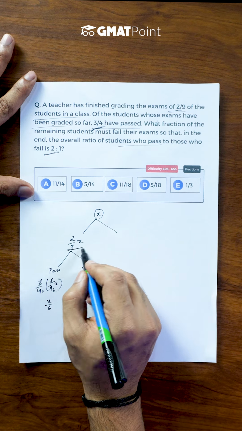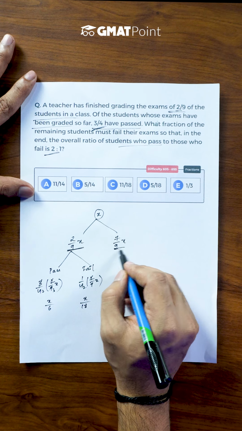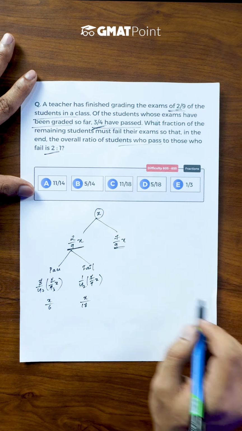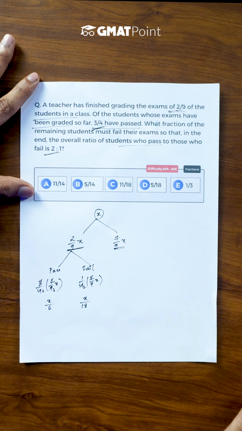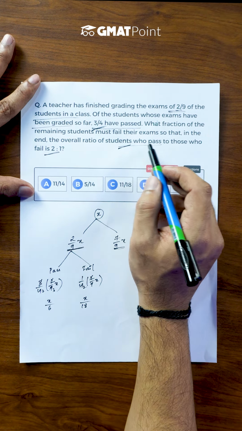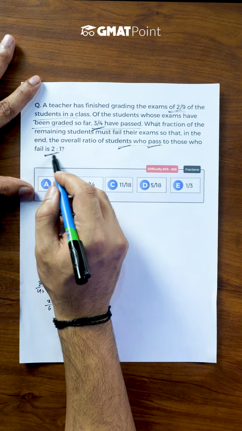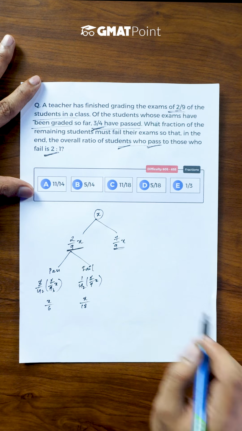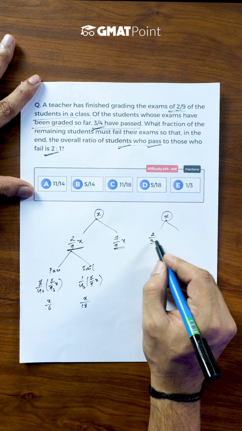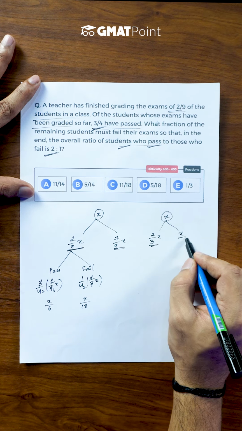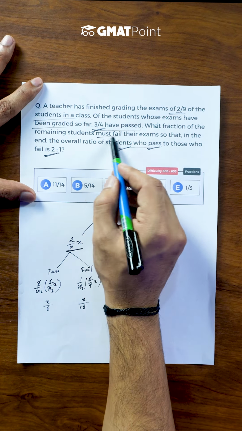Now, if 2/9 of the students have been graded, the number of students left to be graded can be calculated as x minus 2/9 of x, which is 7/9 x. Now, we are given that after grading all the students, the ratio of students who passed to those who failed is 2:1. So out of the x students, 2/3 of them passed the exam and x/3 failed the exam. Now, what fraction of the remaining students must fail the exam?